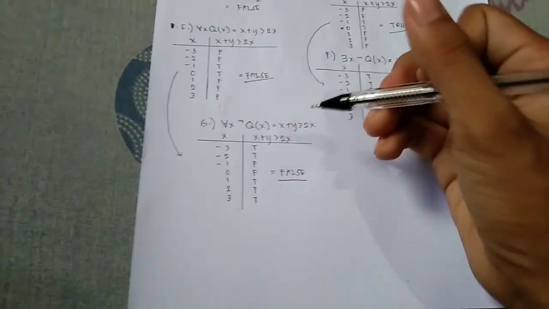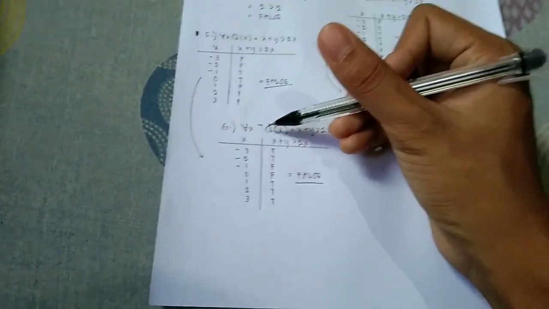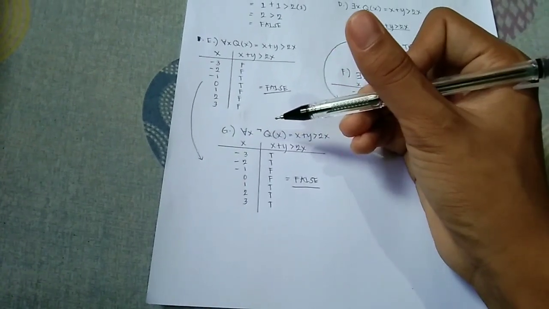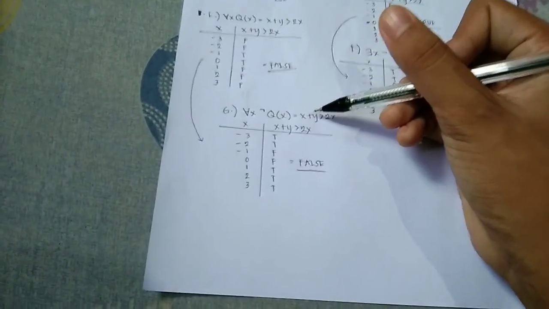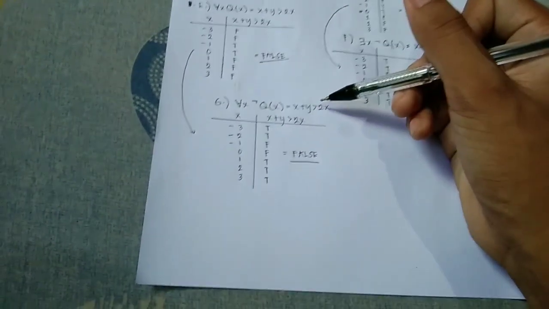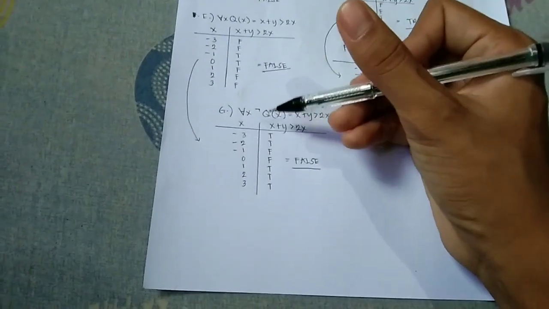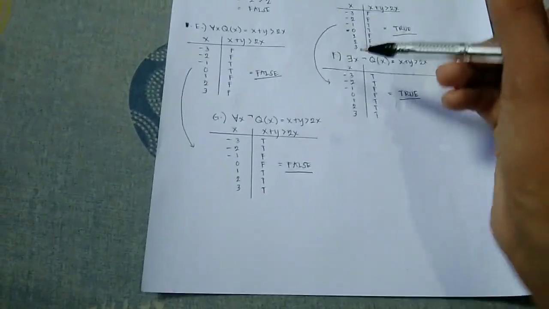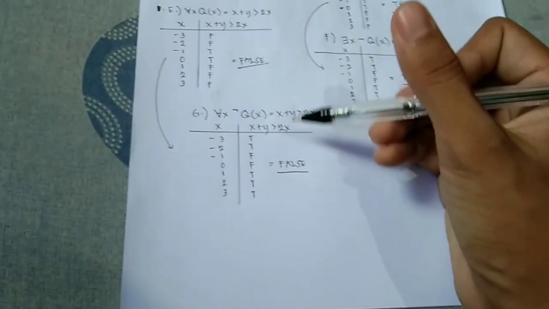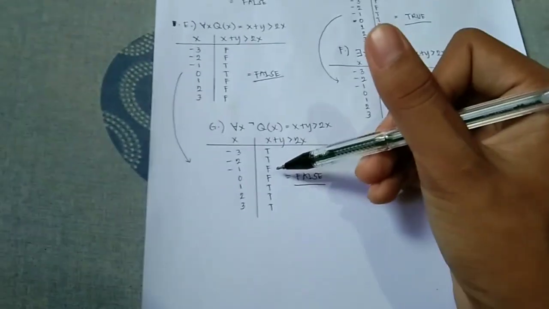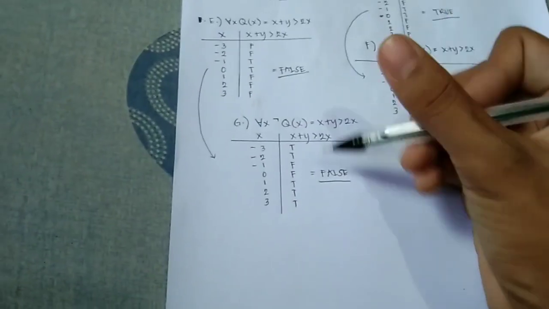And for letter G, universal quantifier x not Q of x equals x plus y greater than 2x. And we copy the sample table in here, and we have 2 false, so letter G is false.